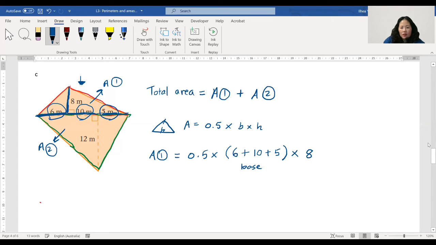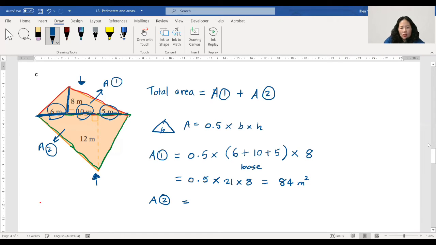Okay, so I'm going to put 8 there. All right, so it's going to be 0.5 times 6 plus 5 is 11, 11 plus 10 is 21, times 8. So I'm just going to leave it like that for a while. Or maybe we can just do the calculation. So 84 meter squared. They're all in meters at the moment, but it could be centimeters or millimeters or anything like that.